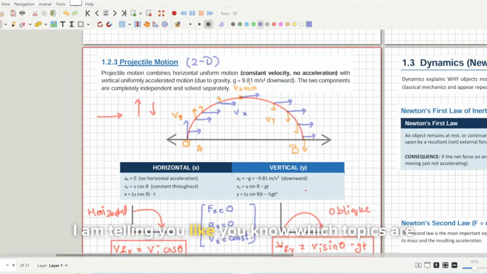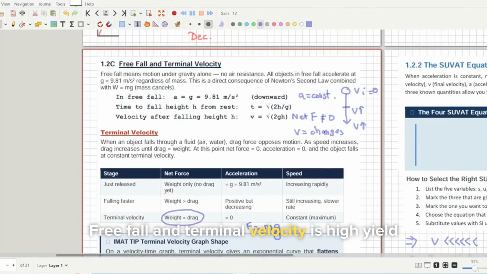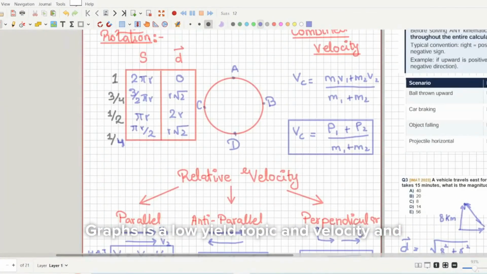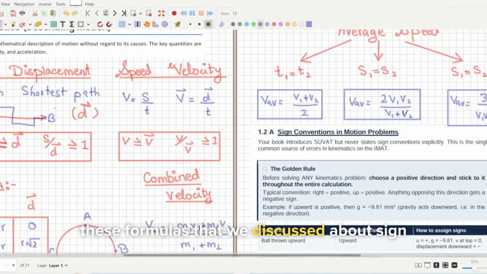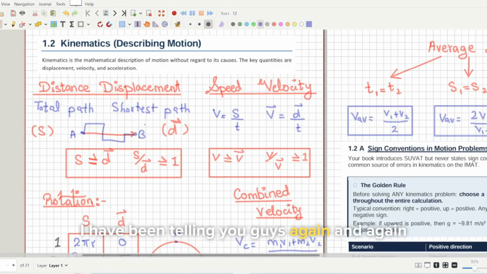I am telling you, you know which topics are important. Projectile motion is a low yield topic, equations of motion are a high yield topic, free fall and terminal velocity is a high yield topic, graphs is a low yield topic, and velocity and these formulas that we discussed about sign convention and kinematics, all of these formulas are really high yield topics. I have been telling you guys again and again which are high yield, which are low yield, where to focus your energy on, and where to avoid these kind of questions.